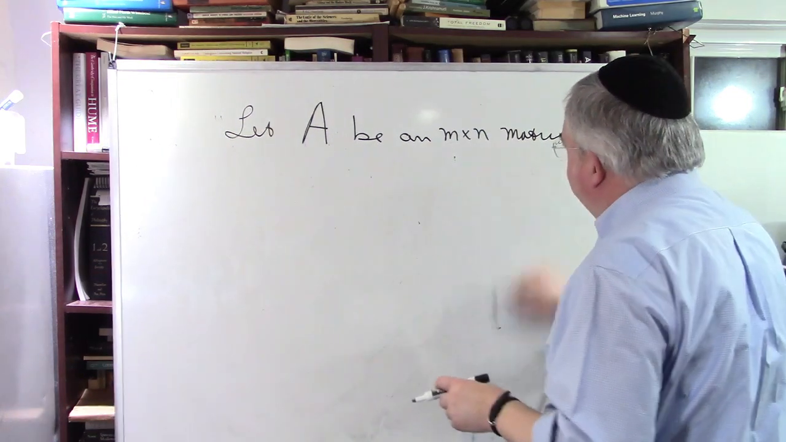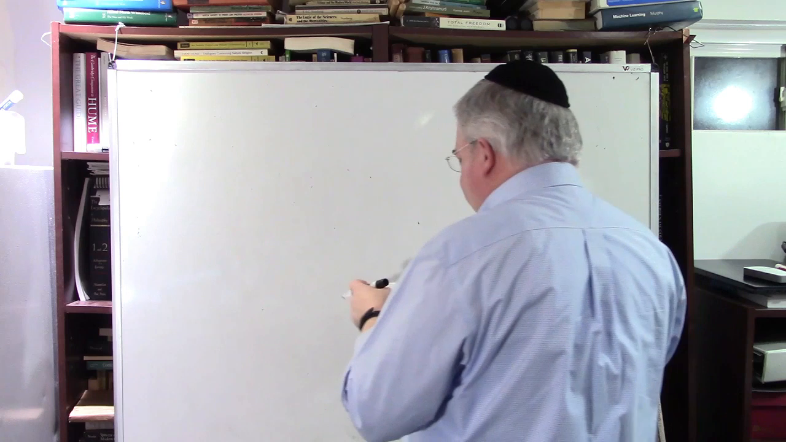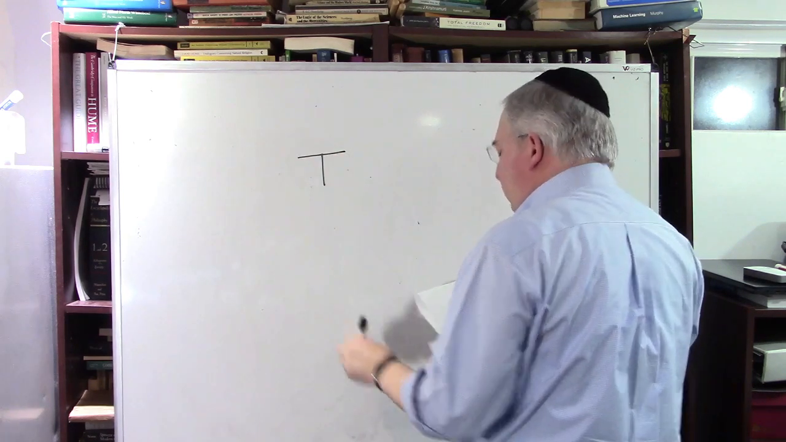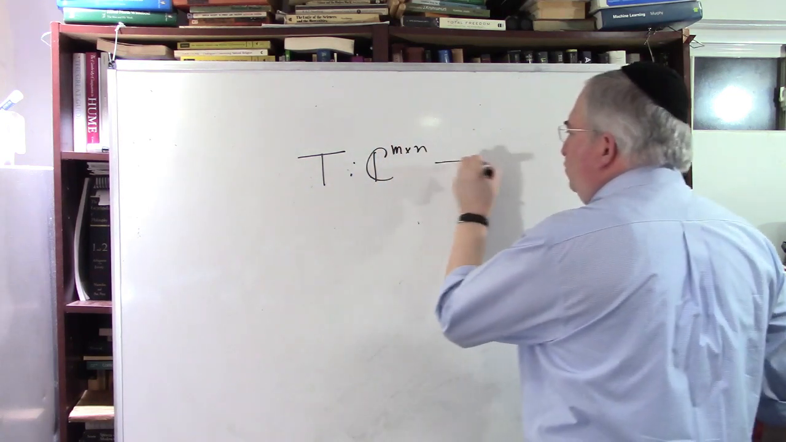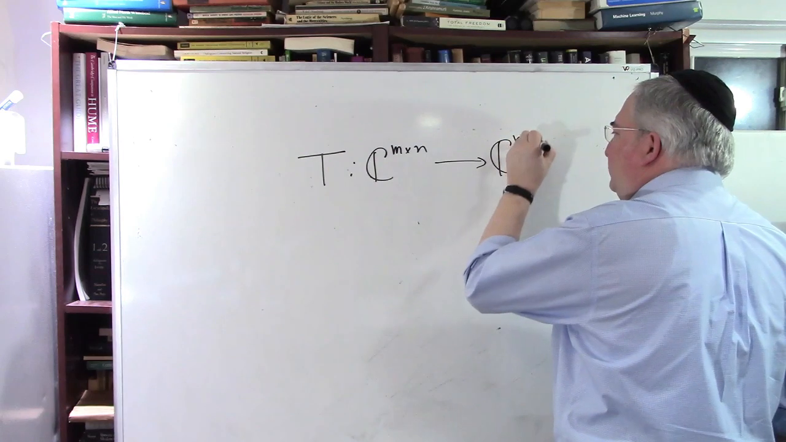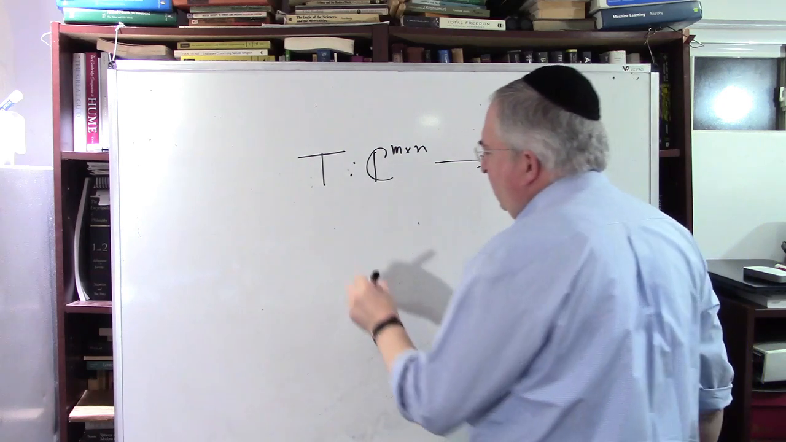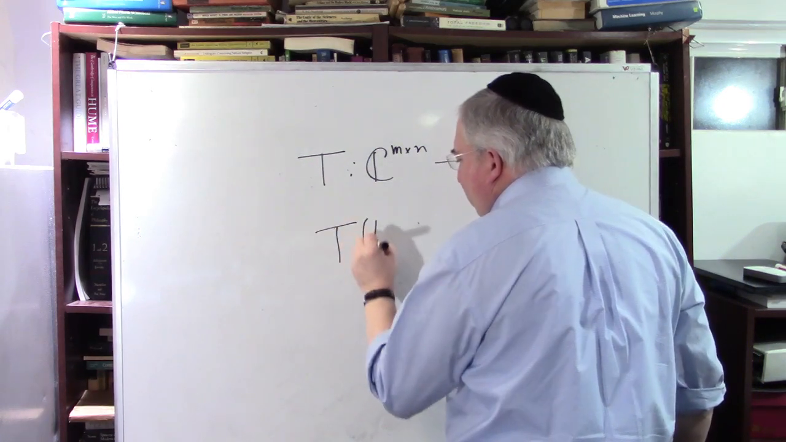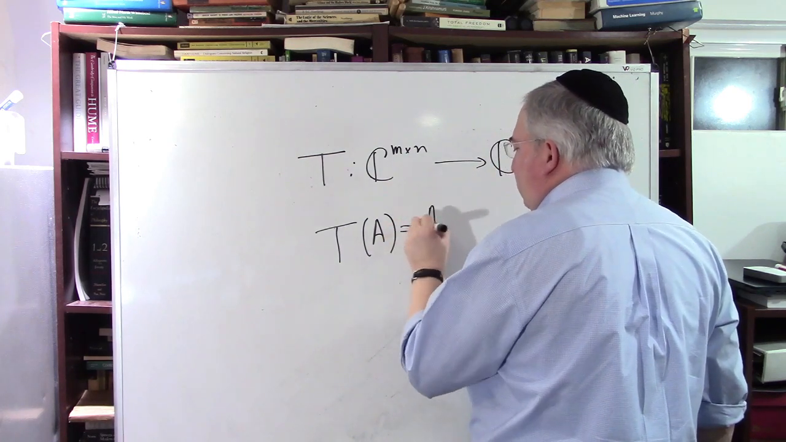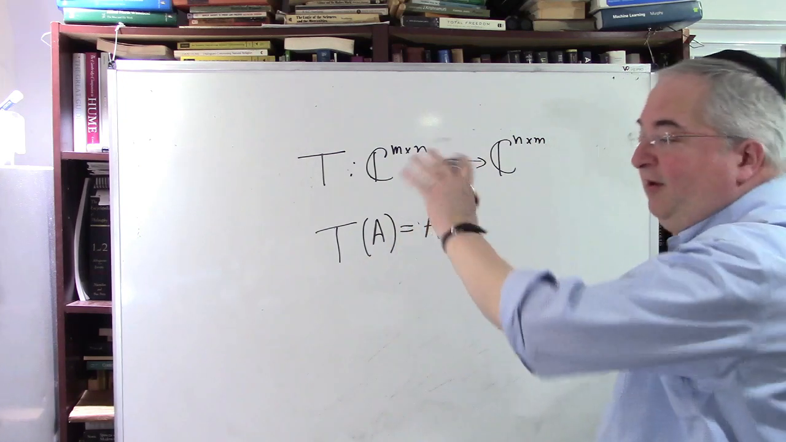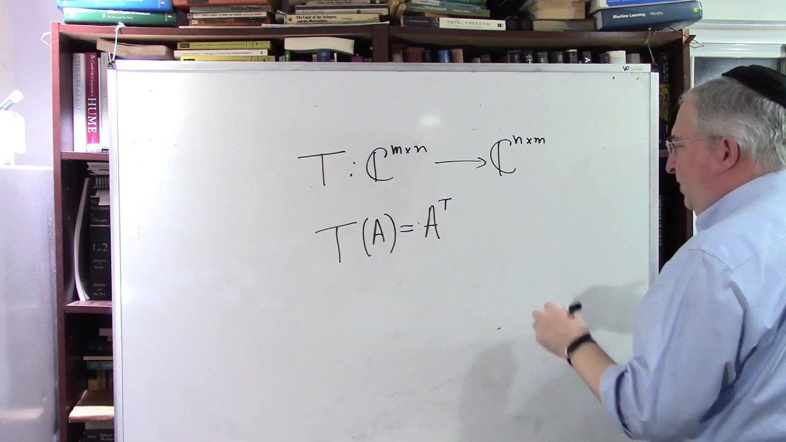Let me show you another example of a linear transformation. There's a linear transformation T, which goes from C to the M cross N to C to the N cross M. So this is M by N matrices, this is N by M matrices. And basically T of A takes such an M by N matrix and just does A transpose. That means flip the matrix. The transpose operation is a well-known operation on matrices.